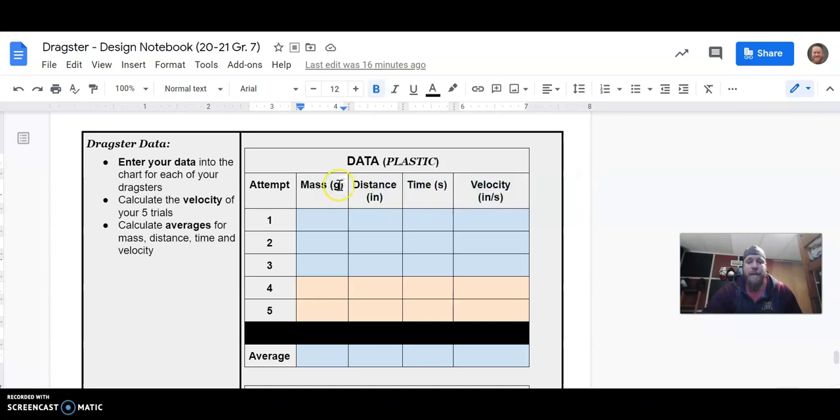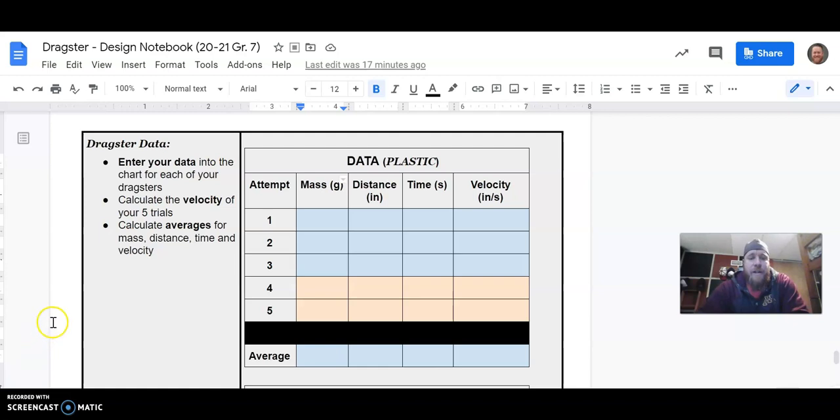Mass is measured in grams. That's what the G stands for. Distance is measured in inches. And the time, we're measuring how long the car takes to get to the end of the track in seconds. So then velocity, because we're dividing inches by seconds, our velocity is measured in inches per second.